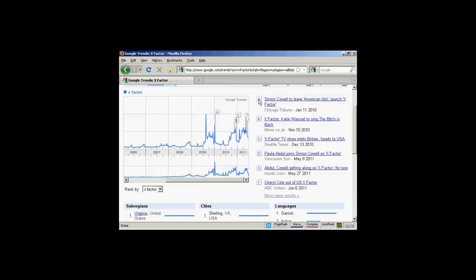And you've got, see, this one here shows the peak in traffic when Simon Cowell announced he was going to leave American Idol, and these when various things have happened on the show. You know, when people started writing about Cheryl Cole and Paula Abdul and so on.